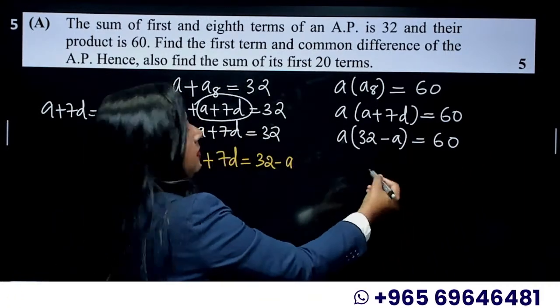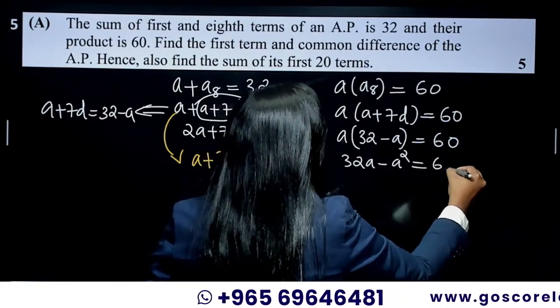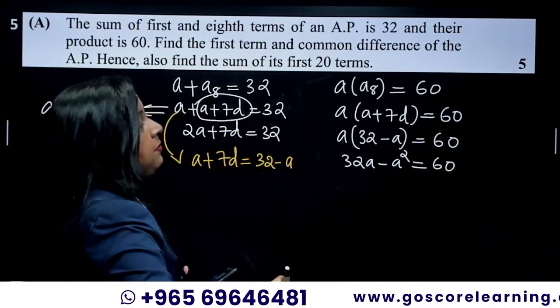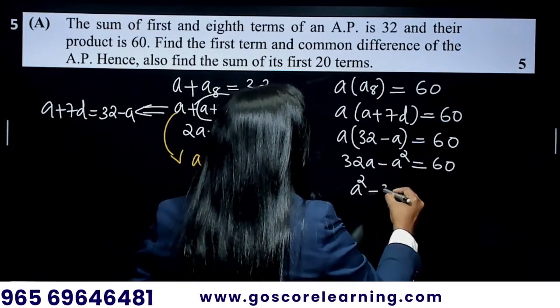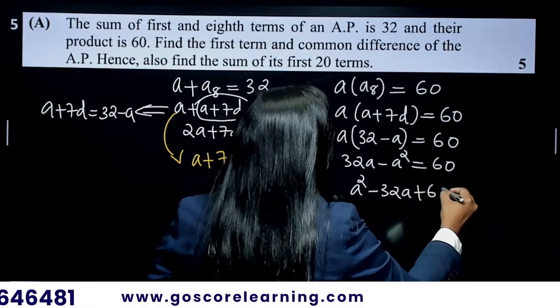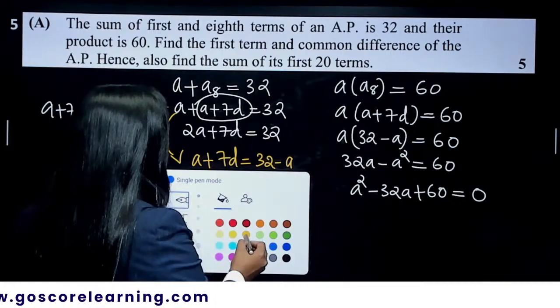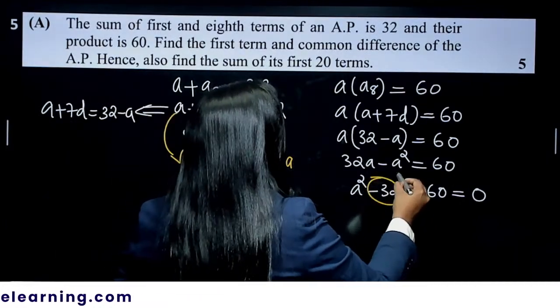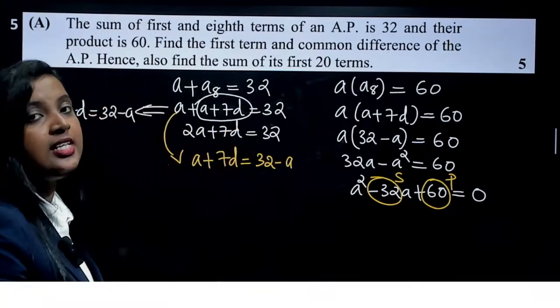So opening the bracket, 32A minus A squared is equal to 60. Taking A squared to the other side because I want it to be positive. So A squared minus 32A plus 60 is equal to 0. Here I just need two numbers such that the sum of the numbers is negative 32 and the product of the numbers is 60. Can you find such numbers?